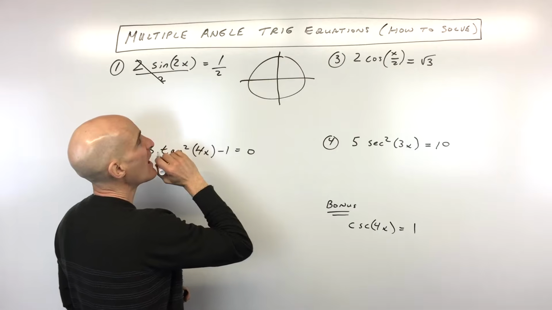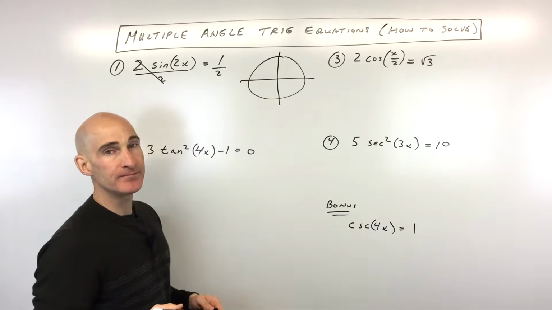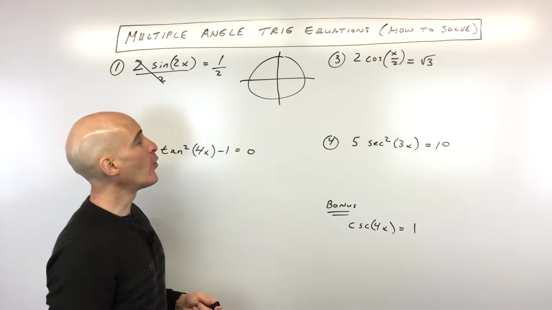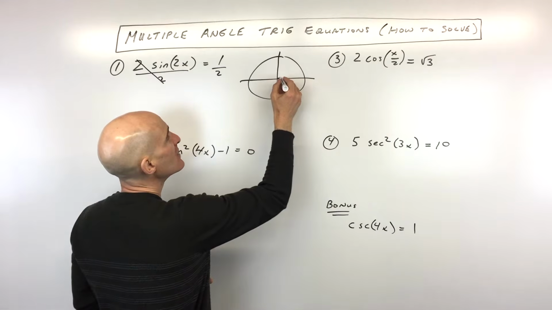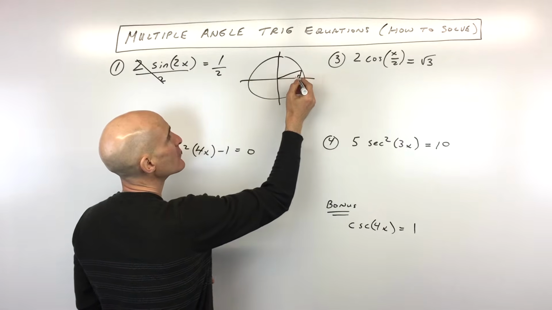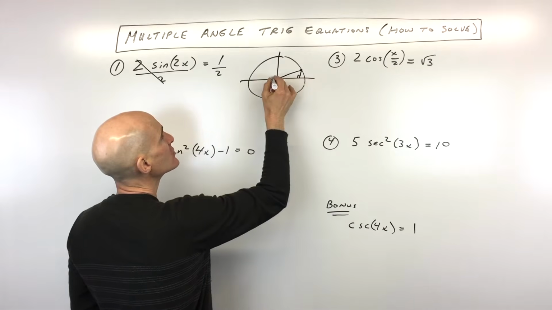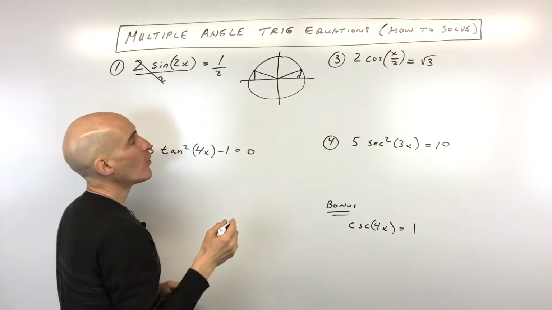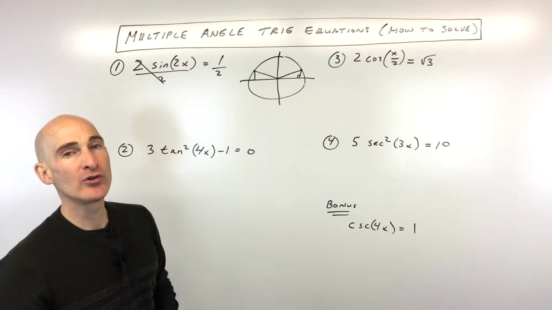Sine of 2x equals 1/2. Now remember, the sine is the y coordinate, and on the unit circle, where does the y value equal 1/2? Well, you can see that's going to be at a 30-degree reference angle. That's going to be right here, and it's also going to be in the second quadrant right here. Okay, now we're going to write this as a general solution.